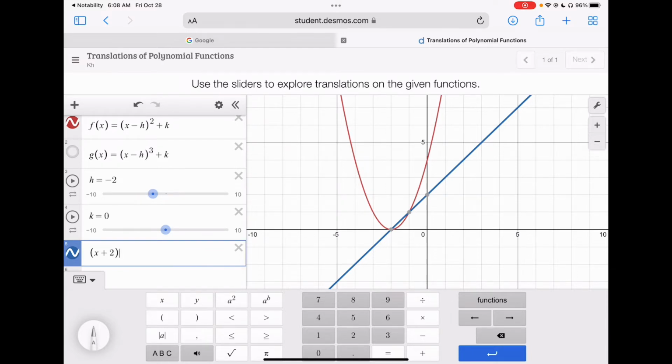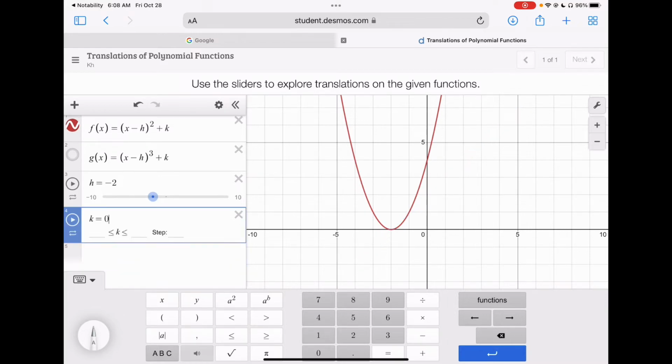Sometimes a translation to the right looks like it should be left because the negative is still there. Sometimes a translation to the left looks like it should go to the right because it's a plus a number. That's something that takes practice to get more comfortable with, but I just wanted to point it out right now.